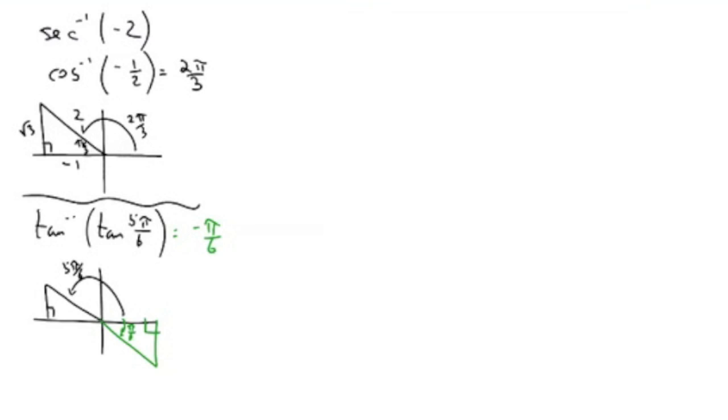I mean, we can go through this piece by piece. Where's 5 pi over 6? Well, that's in the second quadrant. If this is pi over 6, the sides of the triangle are 1, 2, square root of 3. This is negative. So the tangent of this reference angle would be 1 over negative square root of 3. And then when you do tan inverse of that, you'd say, well, tan inverse of negative 1 over square root of 3.